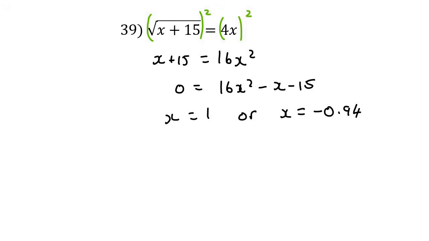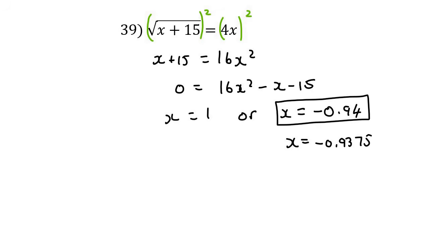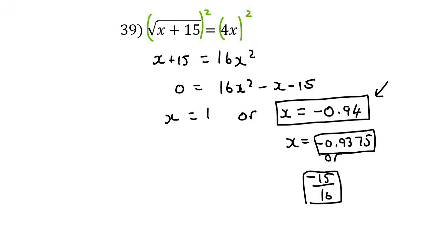negative 0.94. But now here, this is very important. When we go and do our check, you must not use this answer in the check. You must use the version that was not rounded off. If you look on your calculator, it was actually negative 0.9375, or you could even use the fraction, which was negative 15 over 16. So use this one or this one when doing your little check that we're about to do, but never use the rounded off one.